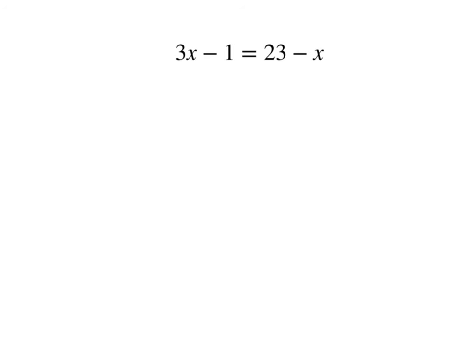I'm not going to be using bar modelling anymore, I'm going to be going straight to balance method. So let's have a look at this. So I've got 3x take away 1 is 23 take away x. So there's a problem, there's x's on both sides. So let's try and eliminate, and we normally try and eliminate the right hand side, so there's only x's on the left hand side. So to do that at the moment, I've got a take away x. So to get rid of that, I'm going to add x to both sides. 3x add x is 4x. I've still got that take away 1. I've still got 23, but negative x add x is 0.